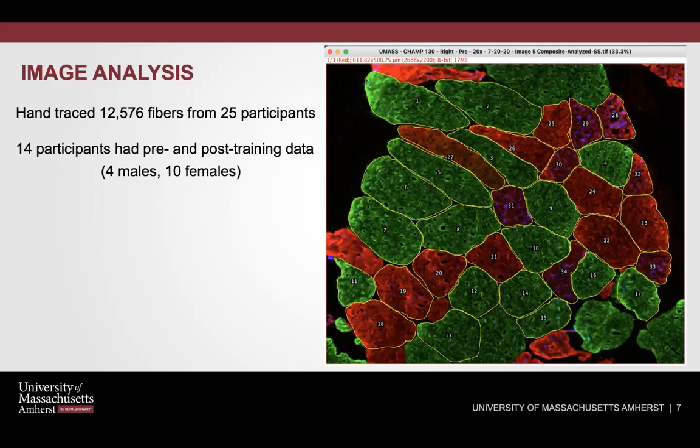For analysis, I hand traced 12,576 fibers from 25 participants. Of these participants, 14 completed the training. For those who completed the training, 4 were male and 10 were female.